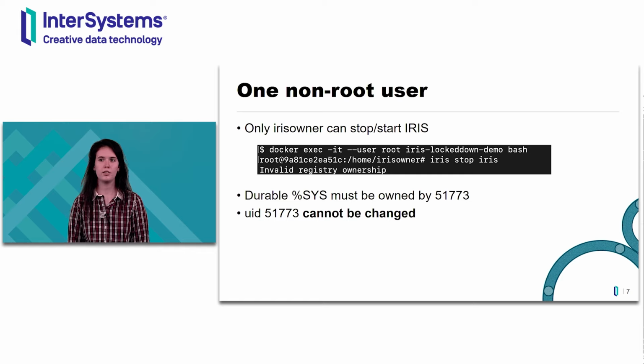It's important to note that UID 51773 cannot be changed. Since one of the strict Kubernetes settings requires that the user in Dockerfiles is an integer, we explicitly switch to user 51773.